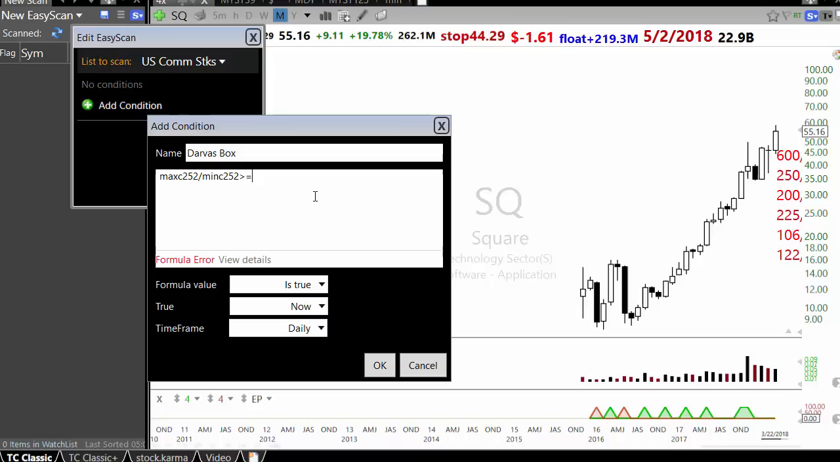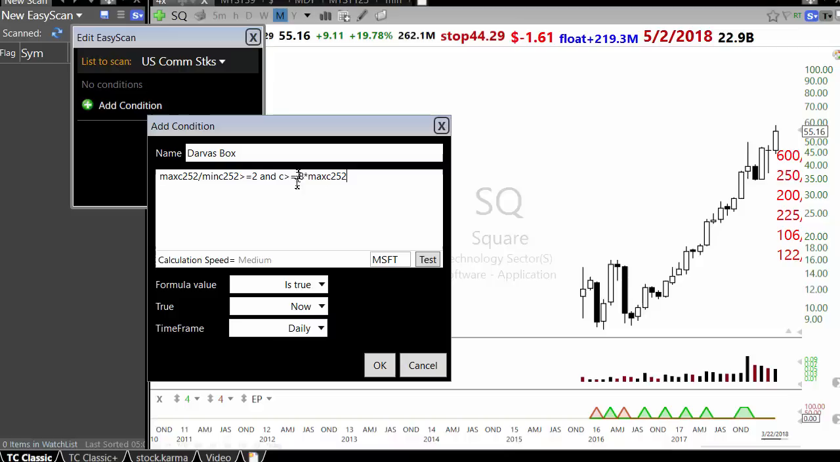That's not the only condition which he was looking for. He also wanted a stock which is within 15% of its 52-week high. So C has to be greater than or equal to 0.8 multiplied by max C 252. That means the stock has doubled from its 52-week low, and it is within 20% of its 52-week high.